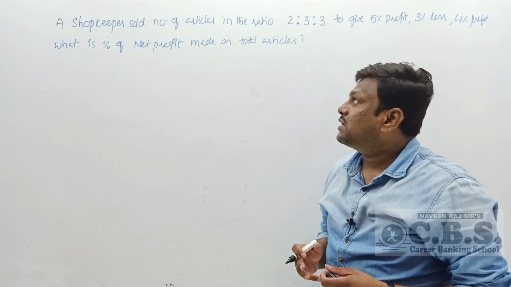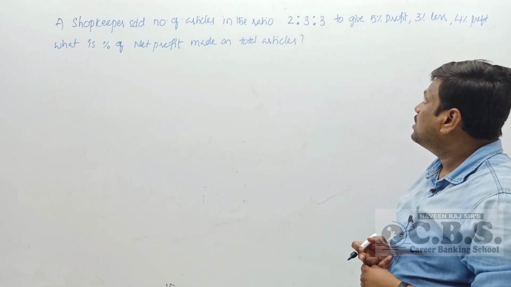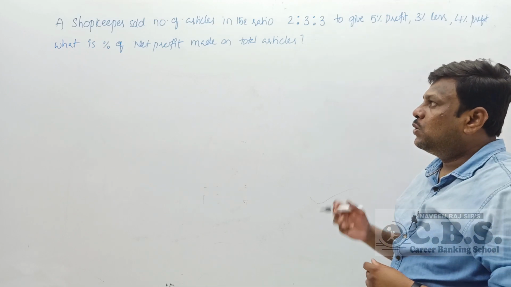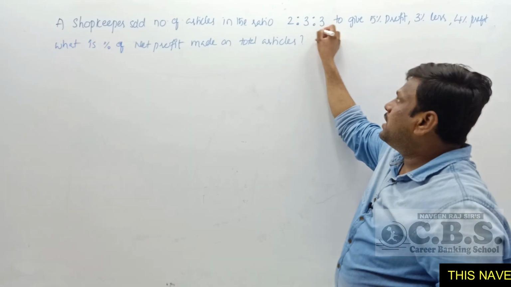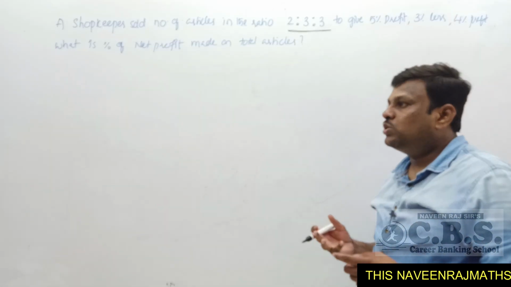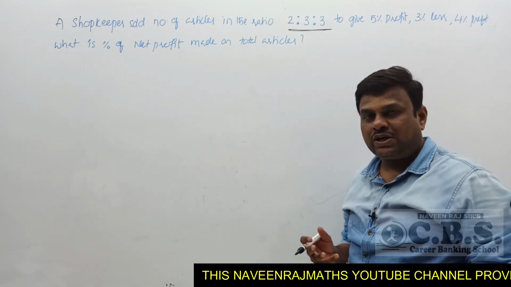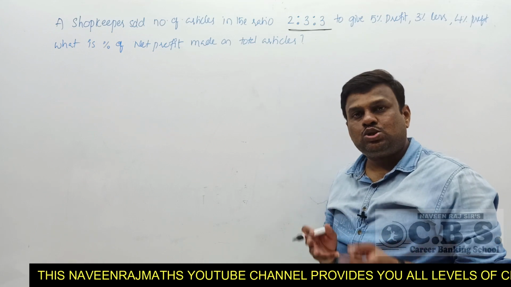Okay, next question. A shopkeeper sold a number of articles in a ratio 2:3:3 to give 5% profit, 3% loss and 4% profit. What is the percent of net profit made on total articles? So I already gave a clue on ratio. Any articles compared by percentages, ratio or fraction, directly the cost price is same. If the cost price is same, do average.